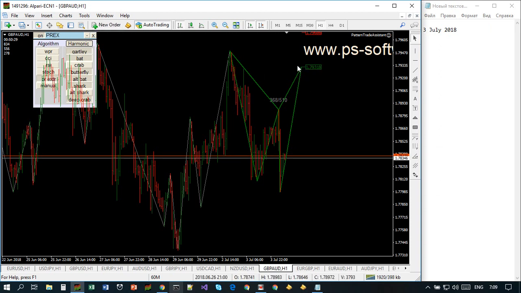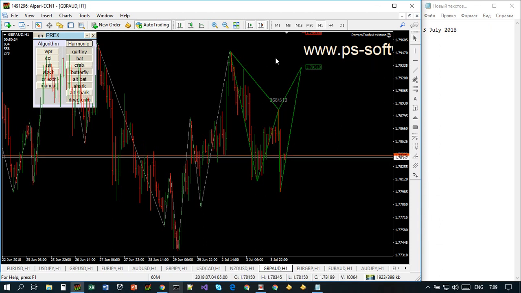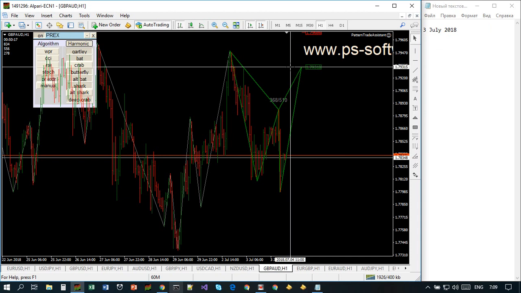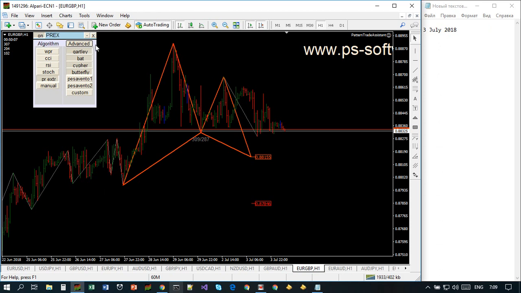I treat the shark as 886 completion. We also have an alternative shark at 113 completion, but for me I simply look at where the reversal takes place between the 886 and 113. So if it is an alternative shark or a regular shark, it doesn't actually matter. The Euro GBP, okay, yesterday's godly Euro GBP. 1 hour godly. Well, let's see if it is an obvious pattern.